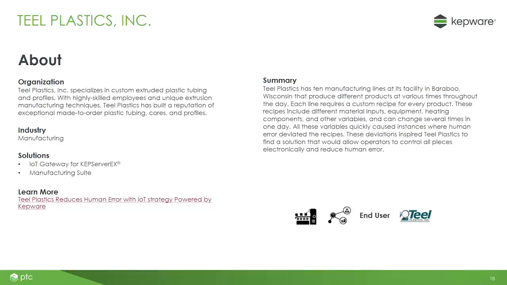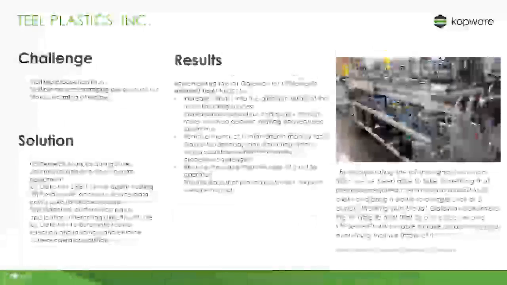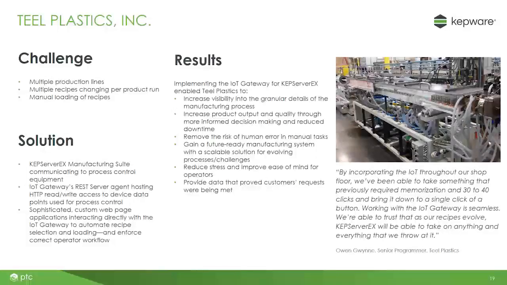Teel Plastics is an organization that extrudes plastics, tubing, and other types of profiles. They have extremely highly skilled employees and a bunch of very unique manufacturing techniques. So they've really made a name for themselves in the made-to-order plastic tubing business. They have a very productive plant with a lot of highly trained folks.